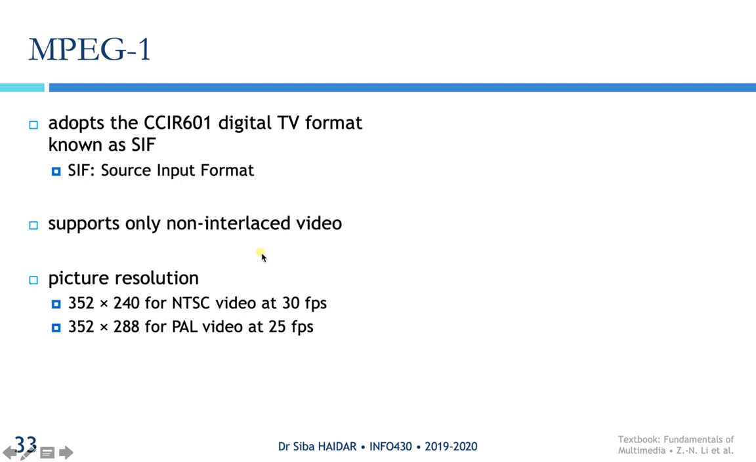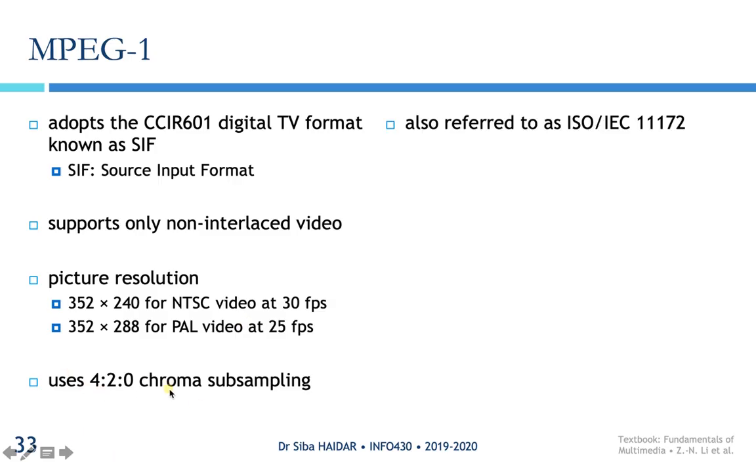And the picture resolution was designed for around 350 by 300 pixels. It differs a little bit because NTSC and PAL differ in the ratio and in the number of frames per second. So MPEG-1 supports these things, and it uses the 4:2:0 chroma subsampling.